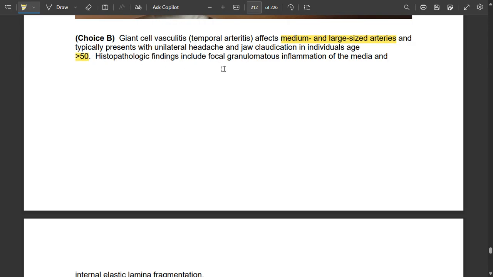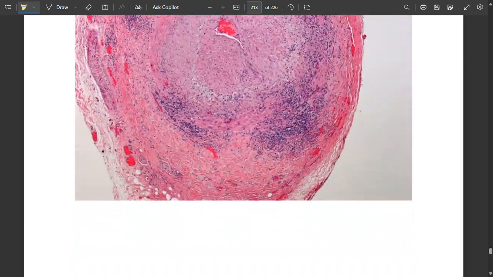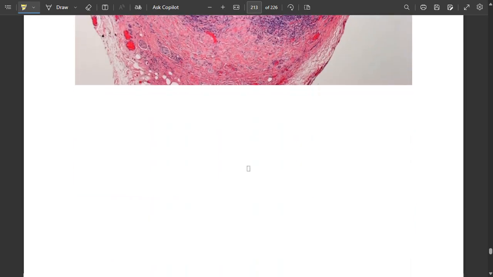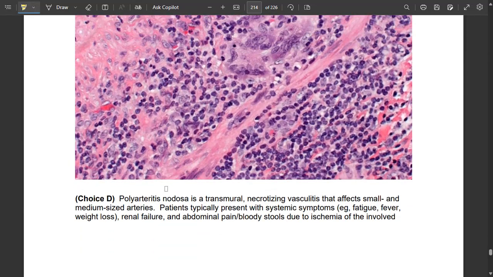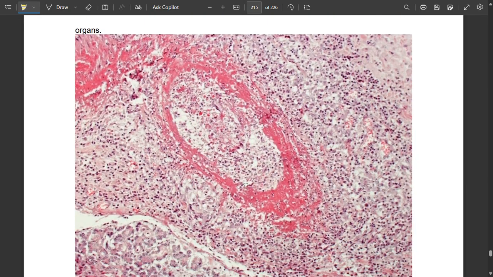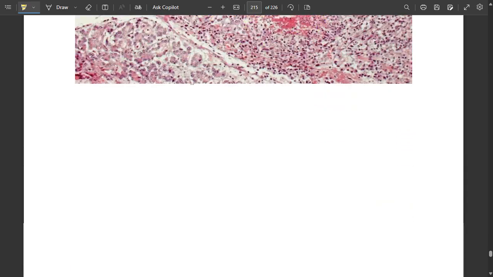in age more than 50. Histological findings include focal granulomatous inflammation of the media and elastic lamina fragmentation. So this looks like this. So elastic lamina fragmentation has occurred here. Okay, and polyarteritis nodosa is a transmural necrotizing vasculitis that affects small and medium-sized arteries. Symptoms include fever, weight loss, and fatigue, renal failure, abdominal pain, or bloody stool due to ischemia of the involved organs. And this is PAN, polyarteritis nodosa.